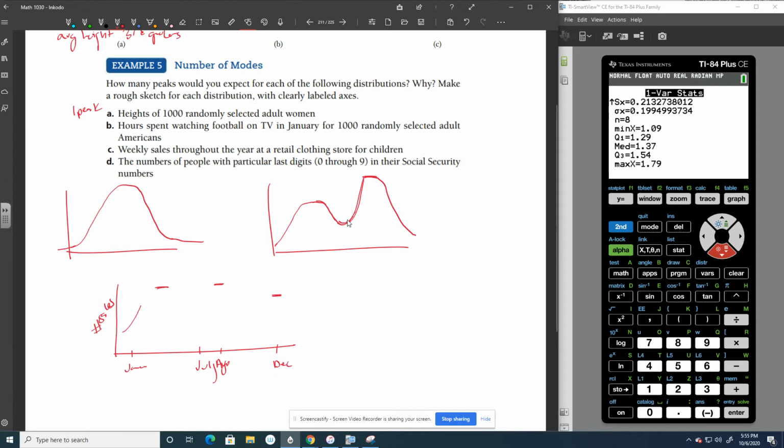But in between, not a lot of people are buying clothes in February, right? And so you're probably going to get a few different peaks when we're talking about clothing sales, because there's a few different times of year that a lot of people are going to go spend money on kids' clothes.